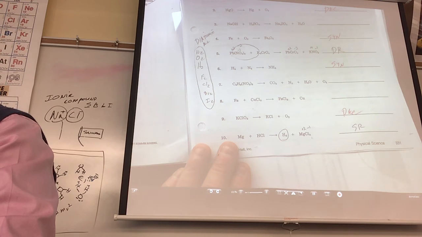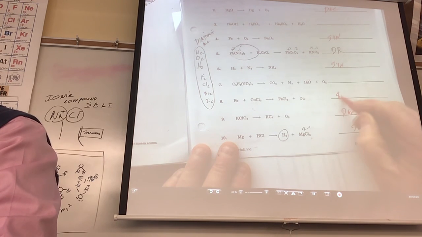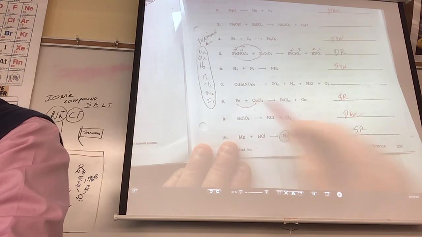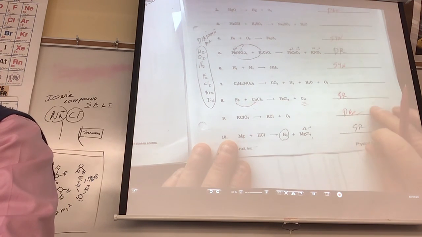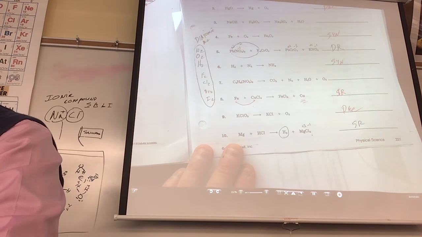Do you remember those? Single replacement. Yes, single replacement. Okay, now, look what happens then. Iron is going to kick the copper out. Look, it kicked out, didn't it? There he is, right there. And formed a compound with chlorine, like that. Okay, so far? All right.